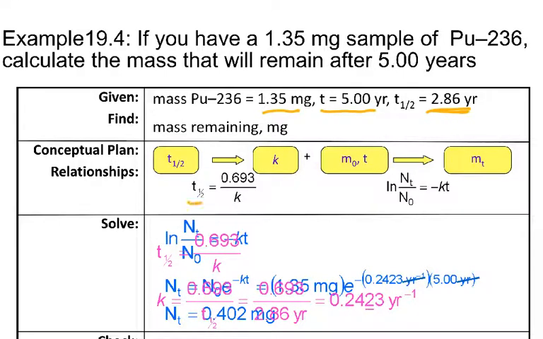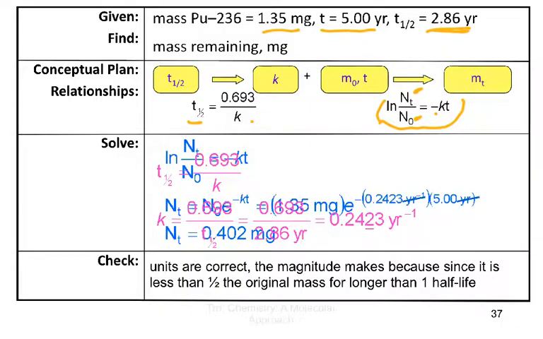We know that our half-life is 0.693 divided by k. And we know from rate laws that the natural log of your amount at that time divided by your starting amount is the opposite of kt. So we can solve for our k, which is what these pink numbers are doing. So our half-life is 0.693 divided by k. We know our half-life is 2.86 years. So if you take 0.693 divided by 2.86, we get a k value of 0.2423 per year.